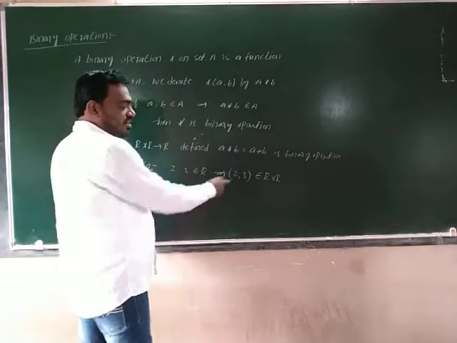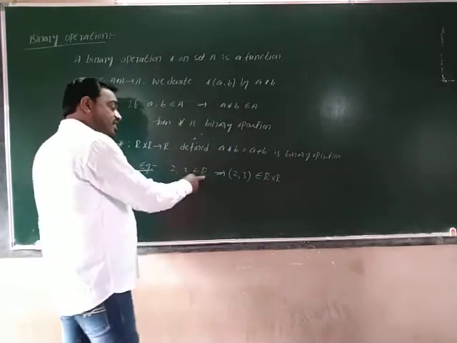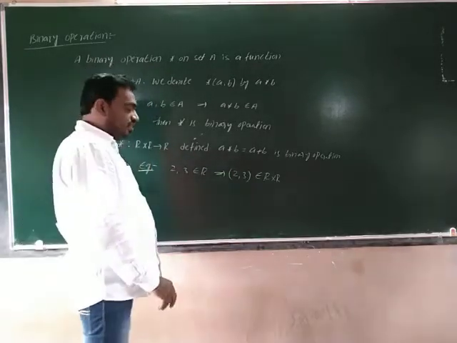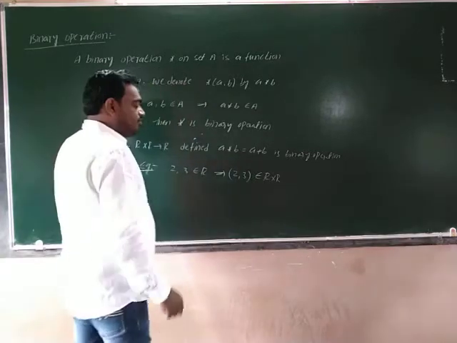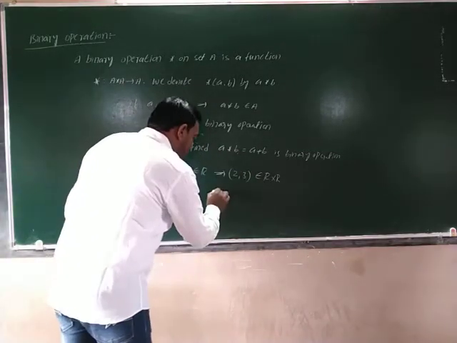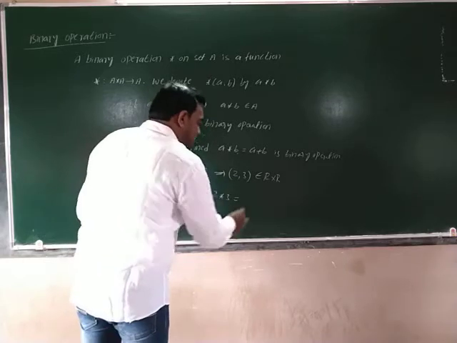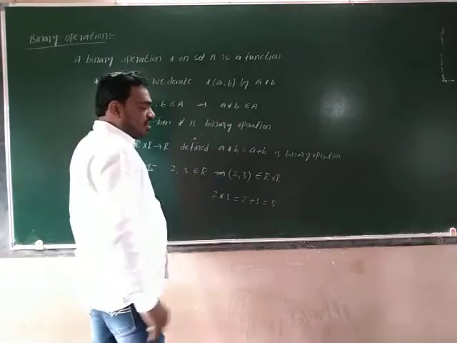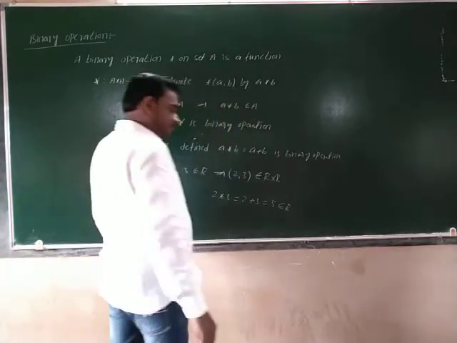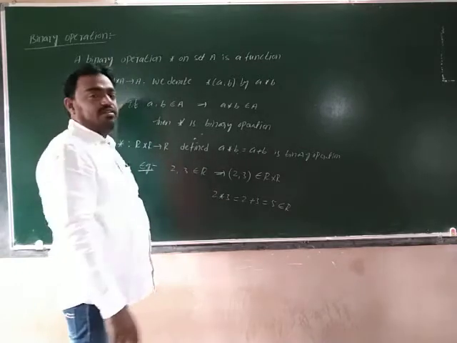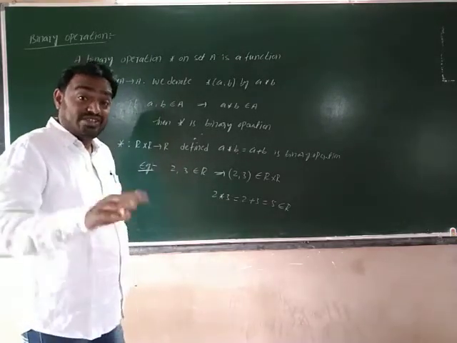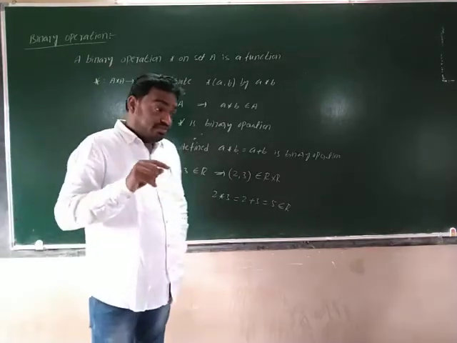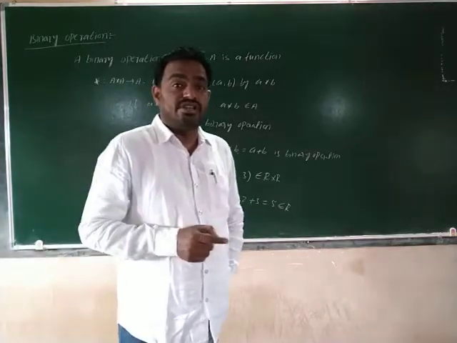The Cartesian product R cross R has infinite elements, and in that, (2, 3) is one of the elements. How is 2 star 3 defined? 2 star 3 equals 2 plus 3, which equals 5. 5 also belongs to R. Therefore, star is a binary operation on the set of real numbers. Understood?